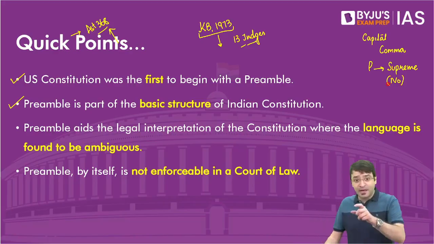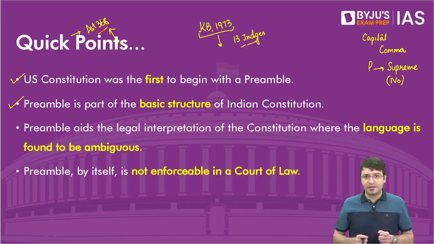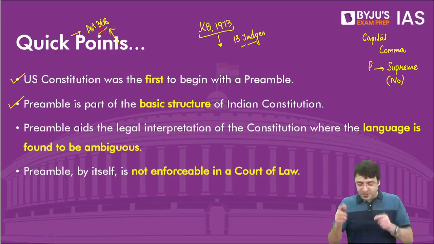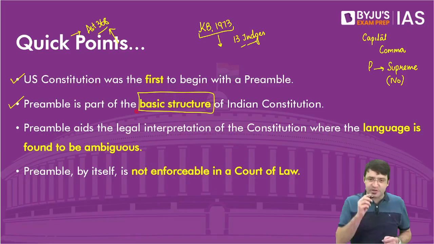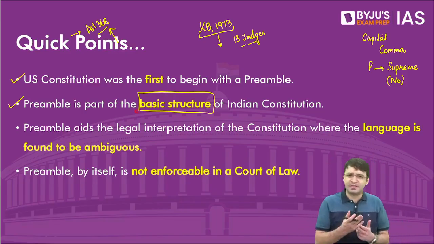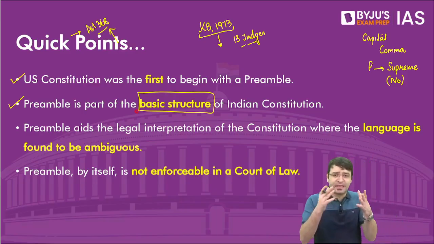Yes, Parliament can use Article 368 to make changes to the Constitution, to amend various provisions of the Constitution, except those features which are part of the basic structure. And what is this basic structure? Let me give you a simple analogy.